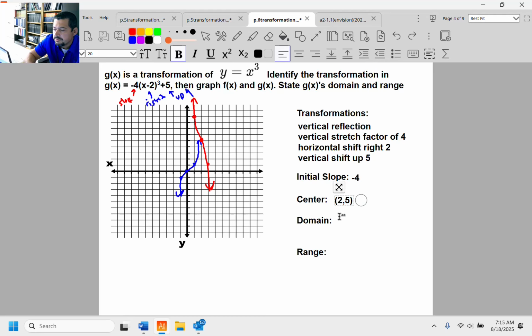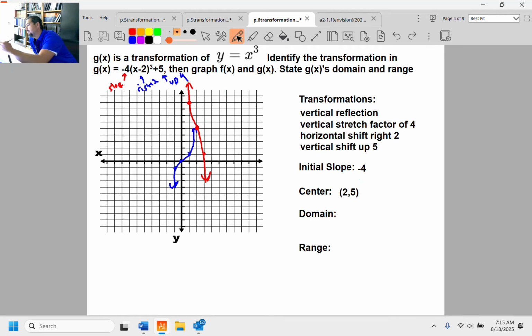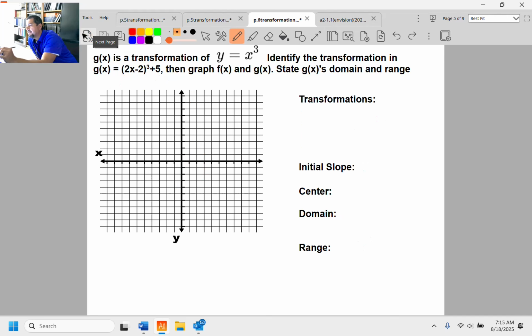And since the domain was negative infinity to positive infinity, that is inherited. And on the cubic root function, the range will always be negative infinity to positive infinity as well. So easy peasy lemon squeezy. One more of these, and I think we jump to the cubic root.